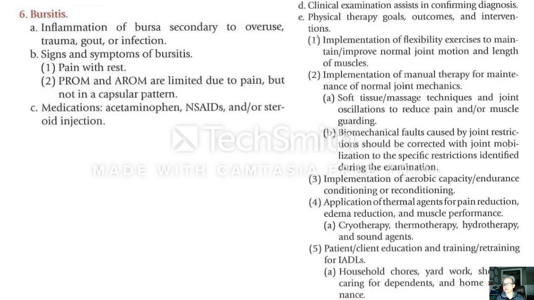Application of thermal agents for pain reduction, edema reduction, and muscle performance. Cryotherapy, thermotherapy, hydrotherapy, and sound agents. Patient client education and training and retraining for IADLs, household chores, yard work, shopping, caring for dependents, and home maintenance.